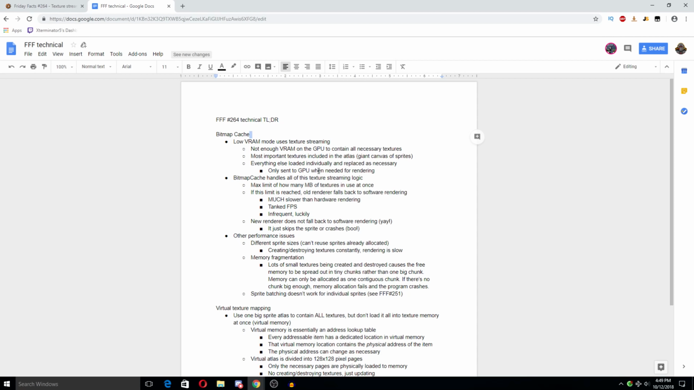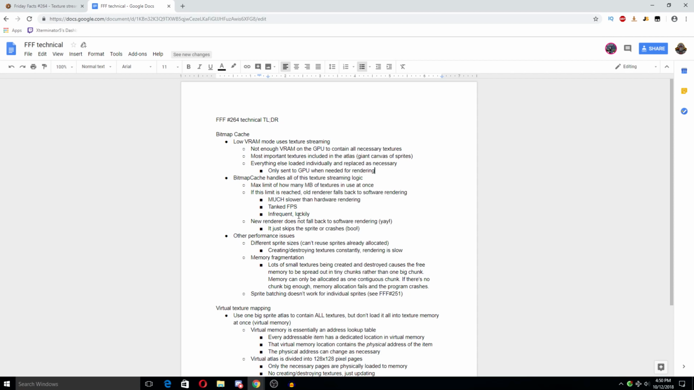The GPU doesn't have the memory to store everything, so we need to decide when we send it to the GPU. Sending it on demand is basically streaming. Oh, interesting. That makes more sense. Bitmap Cache handles all this texture streaming logic. There's a max limit of how many megabytes of textures are in use at once. If this limit is reached, the old renderer falls back to software rendering, which is much slower than hardware rendering. It tanks UPS, or FPS, sorry.